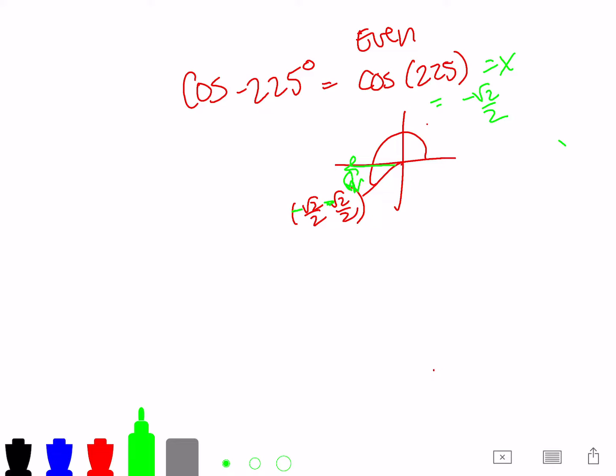On the rest, I'm going to forego showing you why it's true on both of them, but just so you had an idea on the first one why it's true, that is how you would get it.